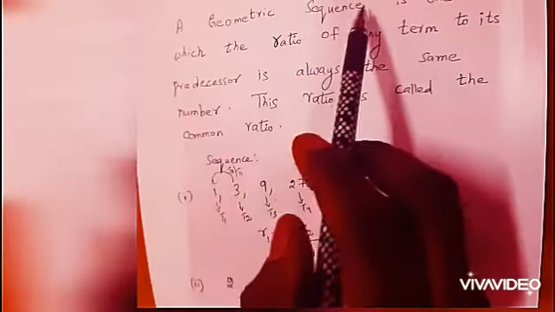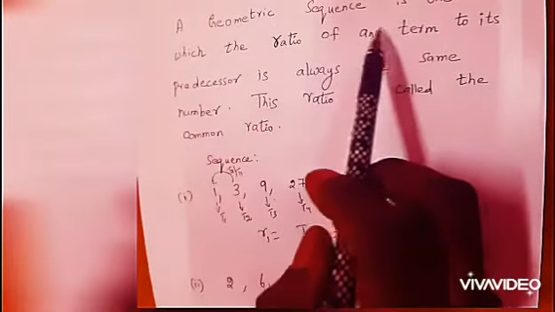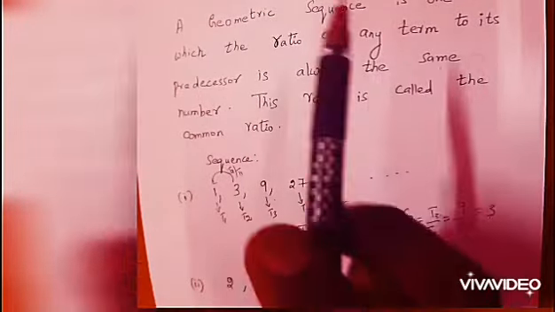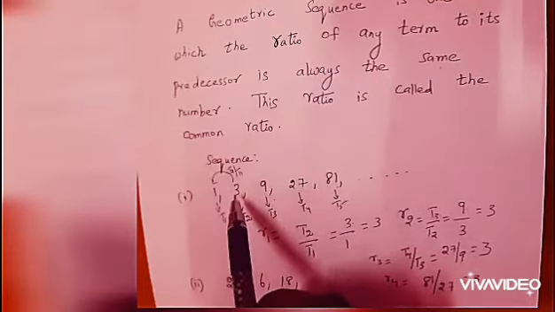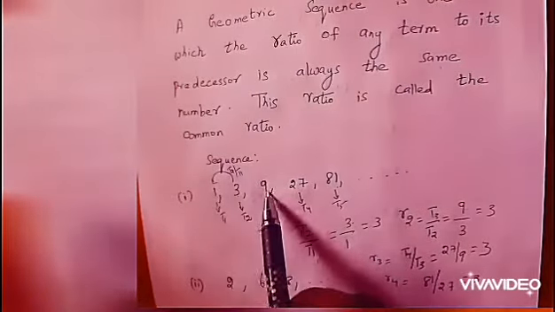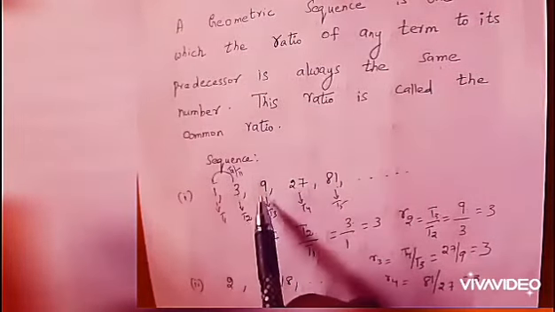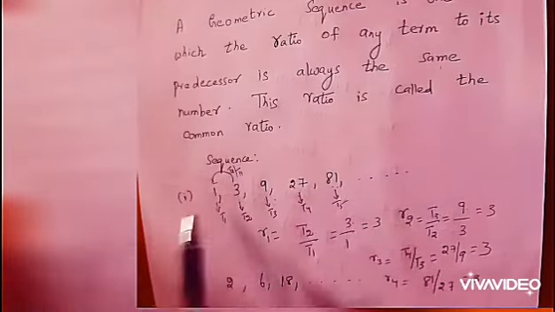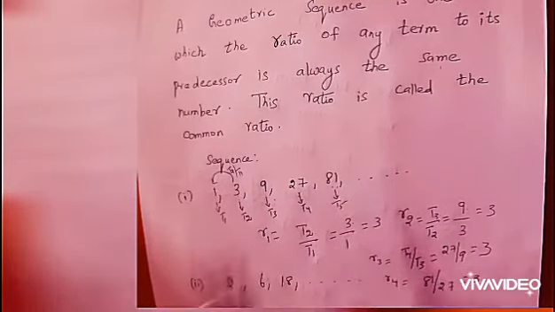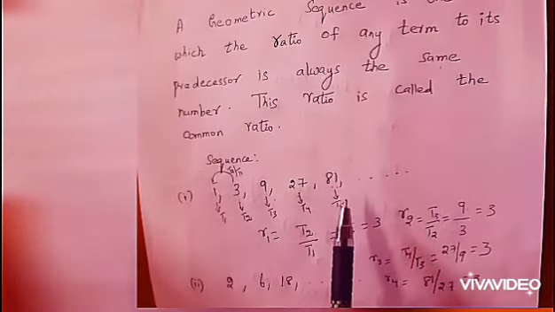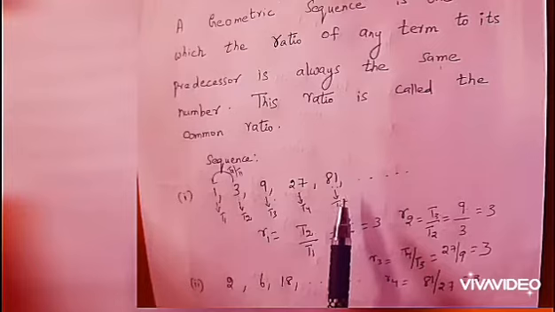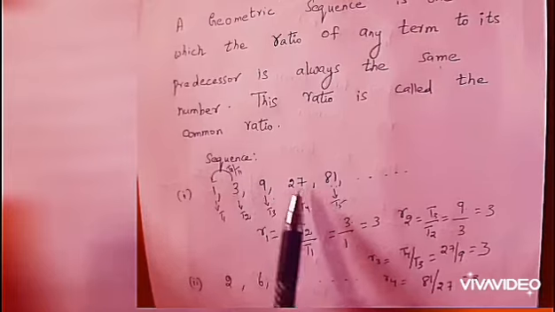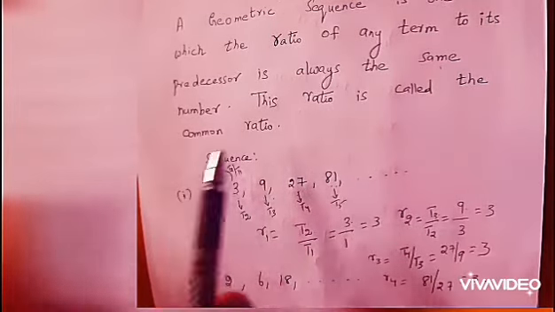Okay, a geometric sequence is one in which the ratio of any term to its predecessor is always the same number. Predecessor means the number before. If I divide 3 by 1 it will give you 3. Similarly, 9 by 3 will give you 3, 27 by 9 will give you 3, 81 divided by 27 will give you 3. So each and every term has the common ratio. So you can say this sequence is a geometric sequence, and it has a common ratio as we saw. This ratio is called the common ratio.